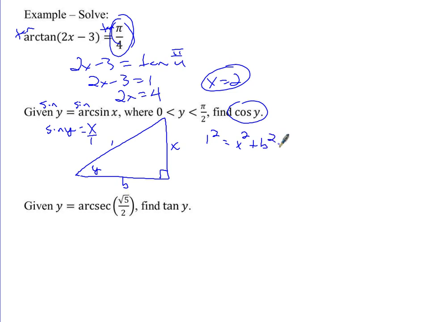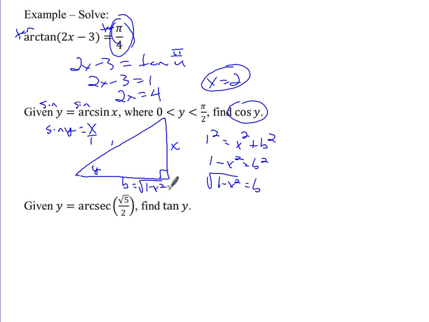We want to solve for b, so we're going to subtract x squared from both sides. 1 squared is just 1. So we have 1 minus x squared equals b squared. And then I take the square root of both sides, and I have the square root of 1 minus x squared equals b. Normally plus or minus, but since we're dealing with dimensions, just positive. So b is actually the square root of 1 minus x squared.